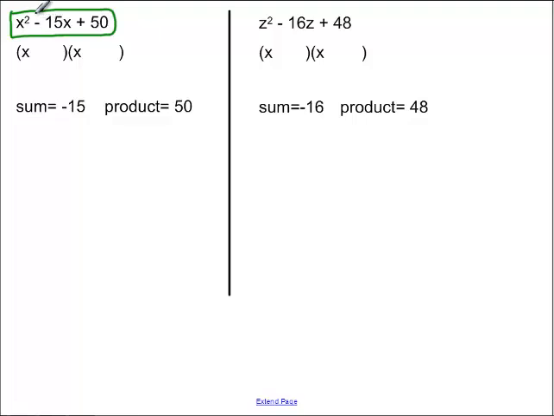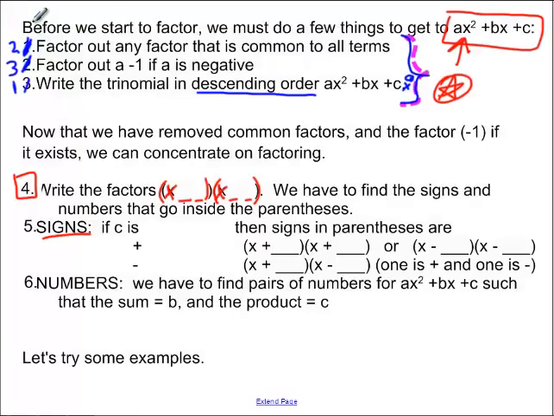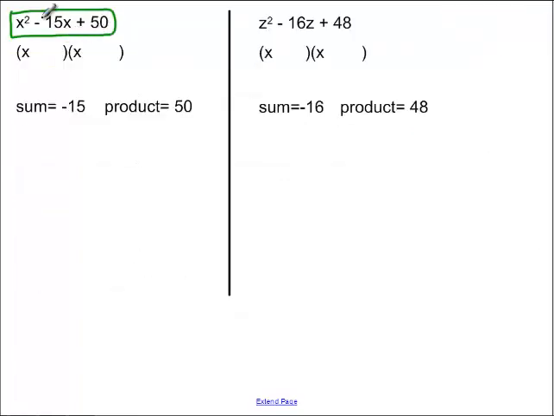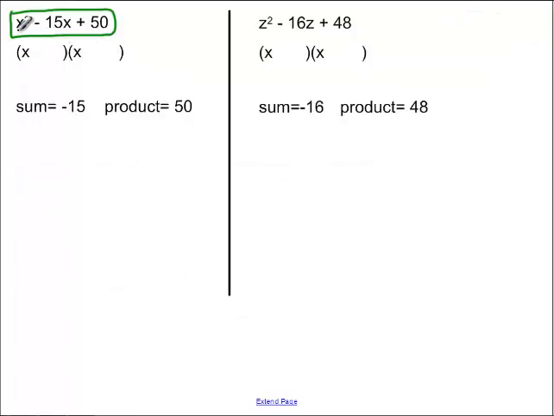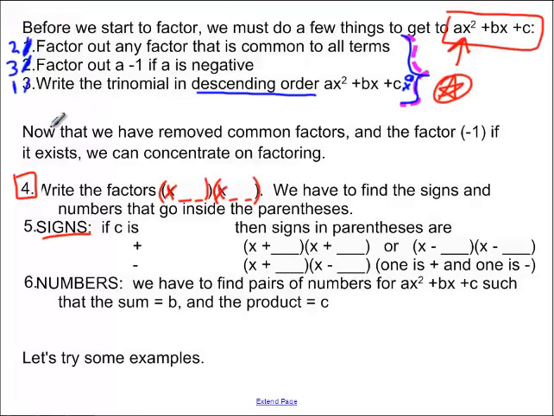Step number 1, I think, was to write it in descending order. There's 2, and then 1, and then 0. Great. And then step 2 was factor out a common term. No common terms, so we can't factor anything out to make our life easier. Step number 3 is factor out a -1. There's no -1 here. It's not a negative x squared, so steps number 1, 2, and 3 are pretty much done for us as it's been given to us.